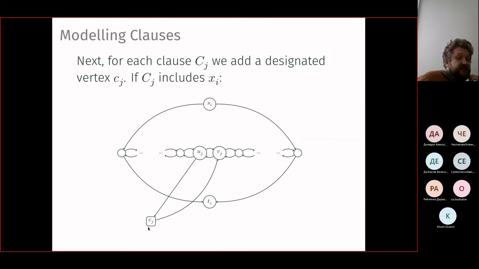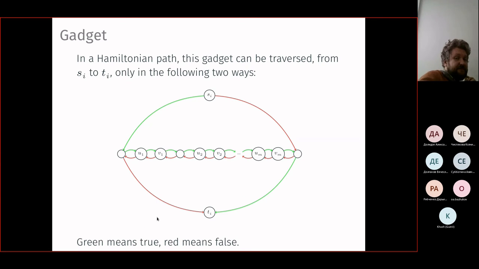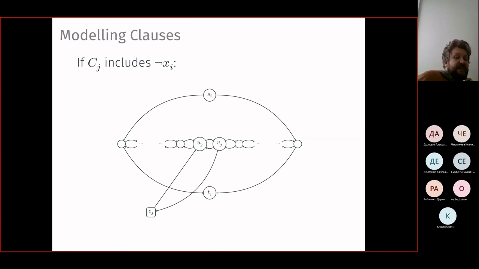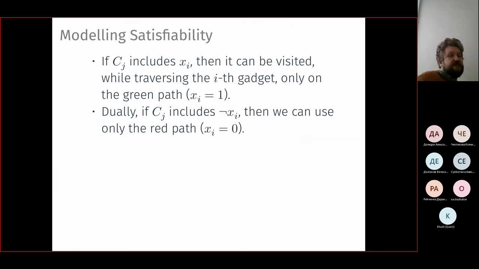What does this mean? That means that this new vertex can be traversed on the green route, right? So this is the green route, and this is the direction of the green route. So instead of going from Uj to Vj immediately, it could go through the tour to the Cj. And if it includes the negation, then it goes backwards. So from Vj it goes to Cj, and then back to Uj. This means that this could be traversed only on the red route through the gadget. It is like this.